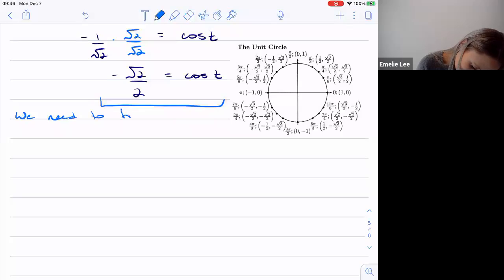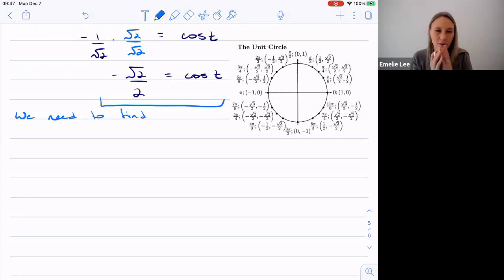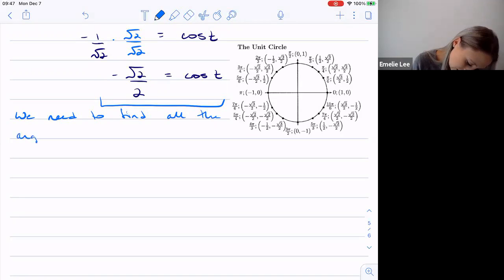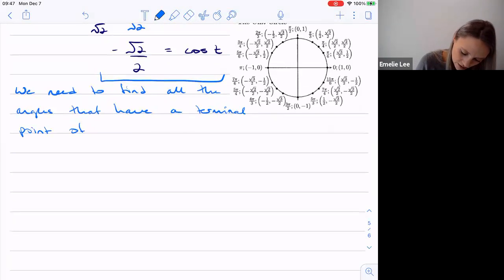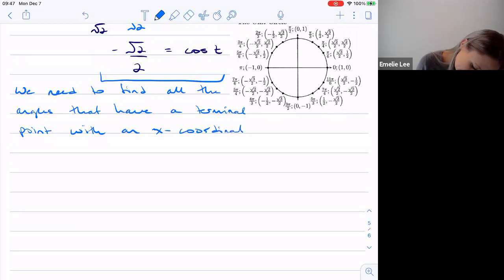All right. We need to find, okay, what did I say? All the angles that have a terminal point. Now you probably have this written down already. A terminal point, that's what it was, with an x coordinate of negative root 2 over 2.